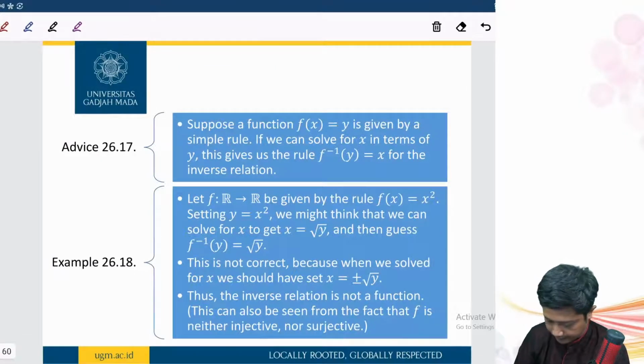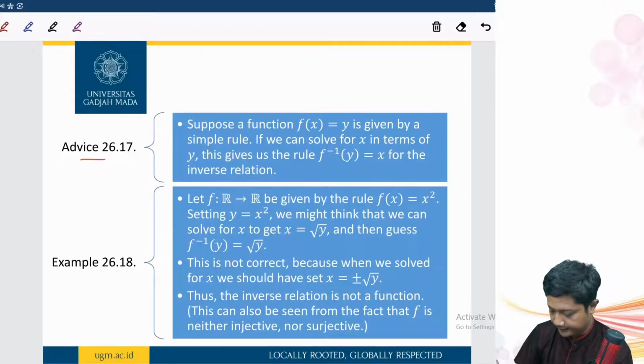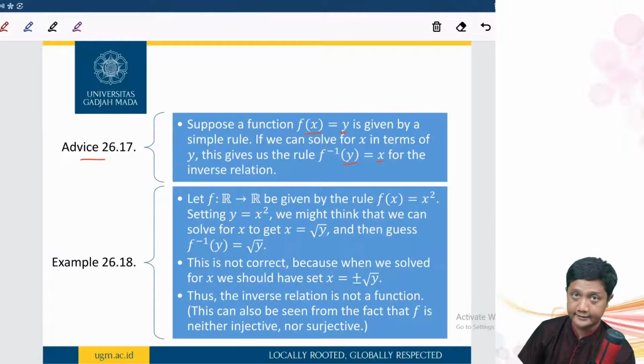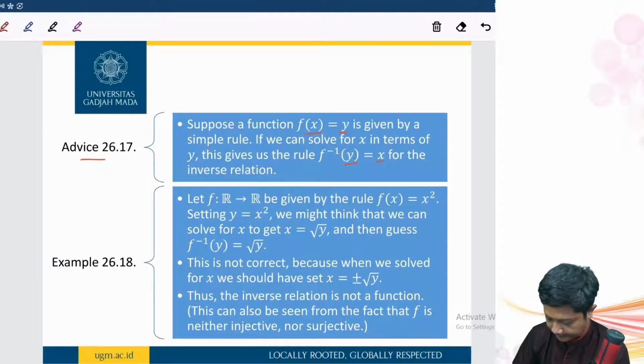So when you have a function, the general way to find the inverse is when you have f(x) = y, then try to represent x in terms of y. That will give you the inverse relation. To make it more clear, we see another example. We have this f(x) = x squared, and the inverse is the square root of y, and it's clear it is not a function.